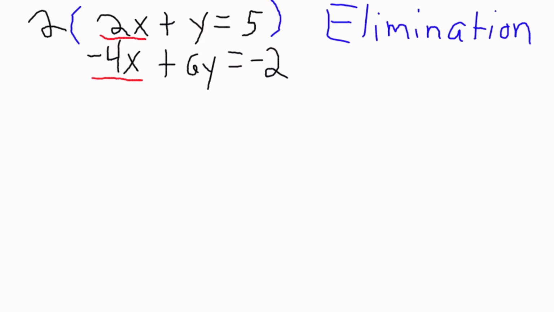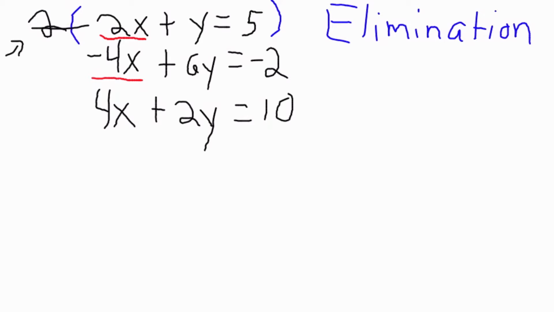When we multiply 2 times 2x, we get 4x. When we multiply 2 times y, we get 2y. And then we multiply 2 times 5, and we get 10. Now, we just converted the top equation into this equation right here by multiplying it by 2. Now, look at the numbers. We have negative 4x and we have positive 4x.